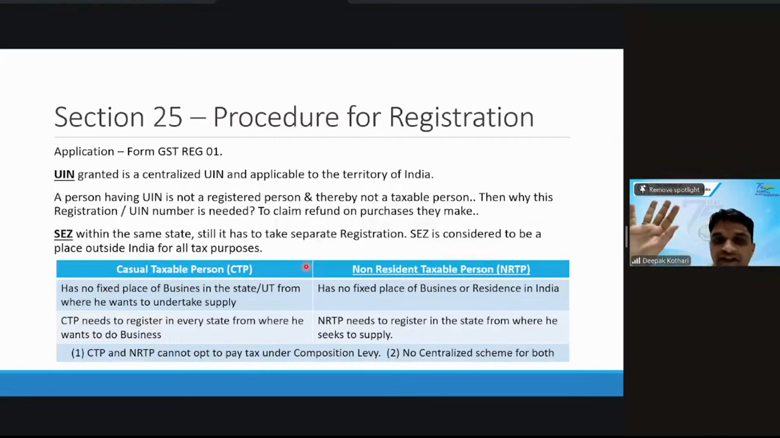And one UIN is sufficient for them. Unlike GST normal registration, where for each state we have to take separate registration, a UIN holder need not take separate registration. UIN is a centralized registration, one registration across India.